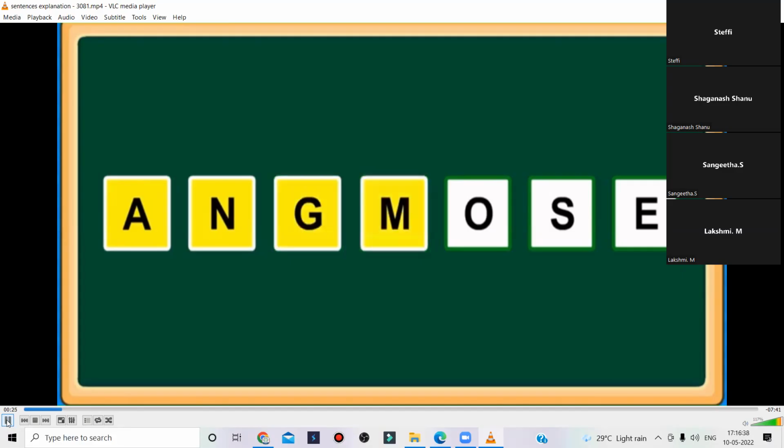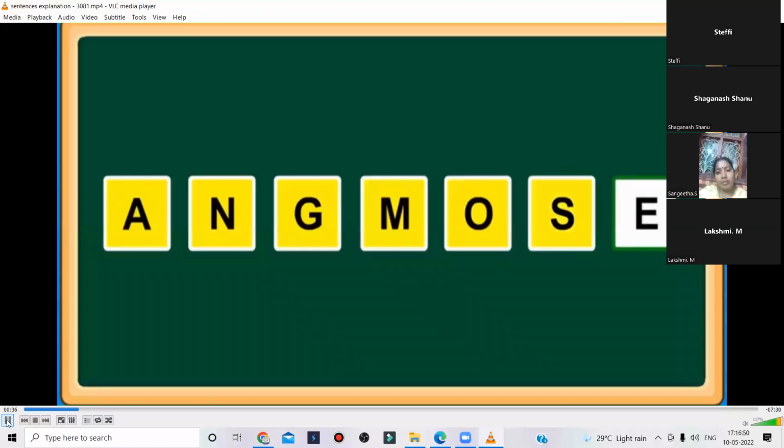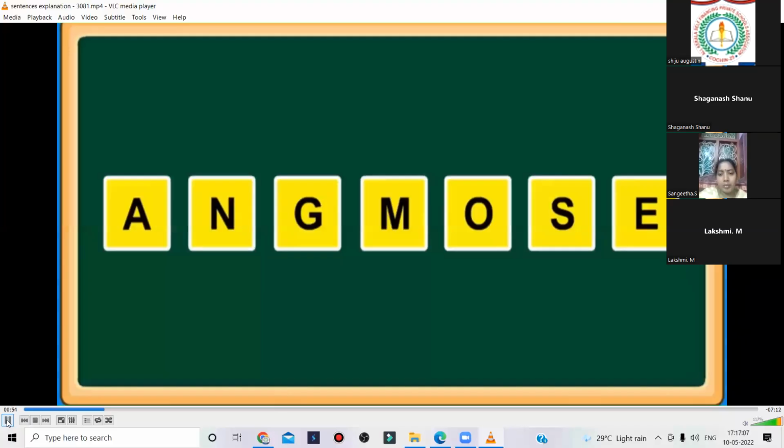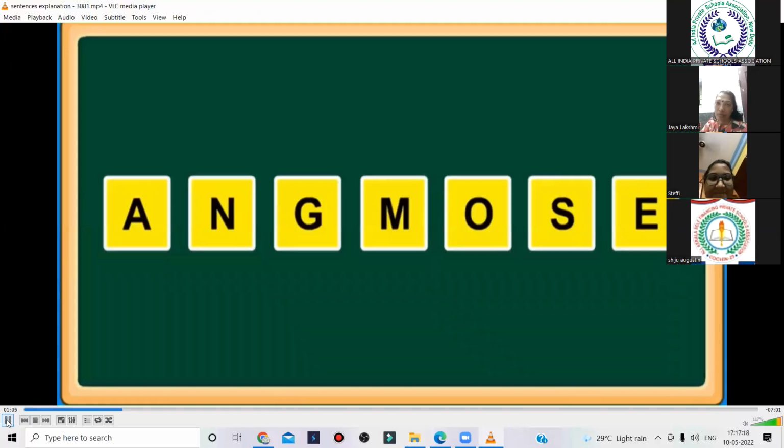G, M, O, S, E. Sorry, it will be mangoes. I'm so sorry. No problem, Steffi. This is a game, take it in a sportsman spirit. This is a word game. We already used to give it in the classrooms for children, but you are all grown up, so don't worry.